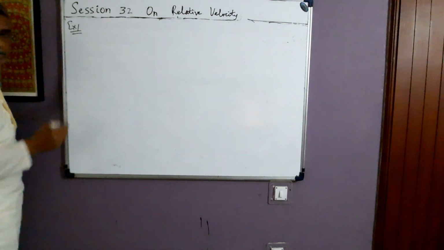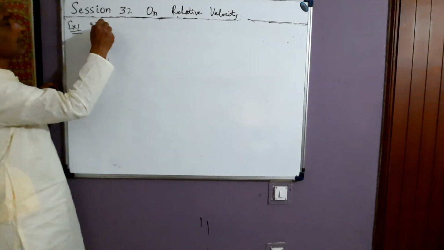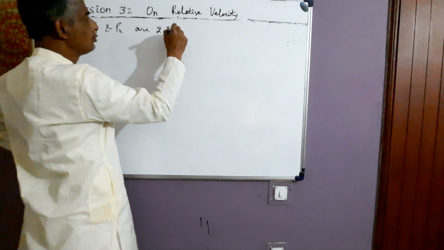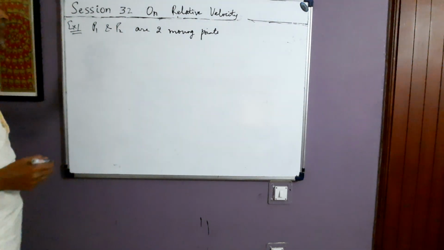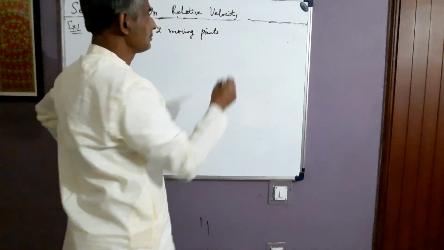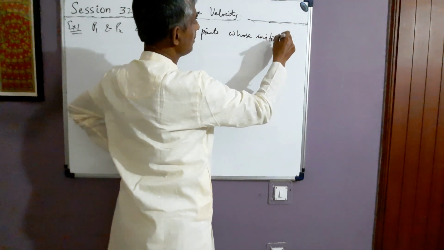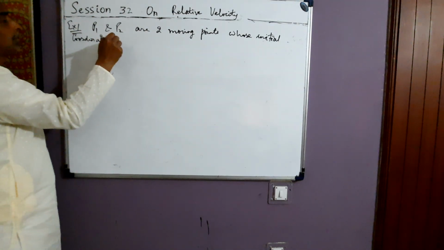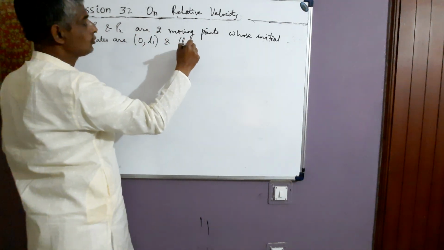I'll write down the question. P1 and P2 are two moving points whose initial coordinates are (0, L1) and (L2, 0).